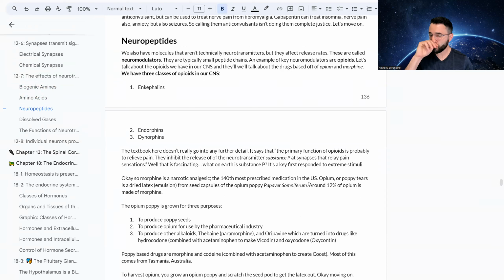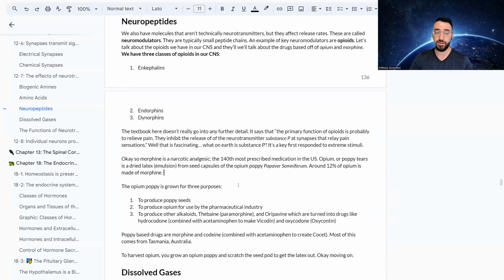The textbook here really doesn't go into any detail. It just says the primary functions of opioids are probably to relieve pain, which is interesting. It means we're still researching that. They inhibit the release of something called substance P, which is involved with, it's a first response to extreme stimuli like pain or trauma. So morphine is a narcotic analgesic. It's the 140th most prescribed medication in the US.